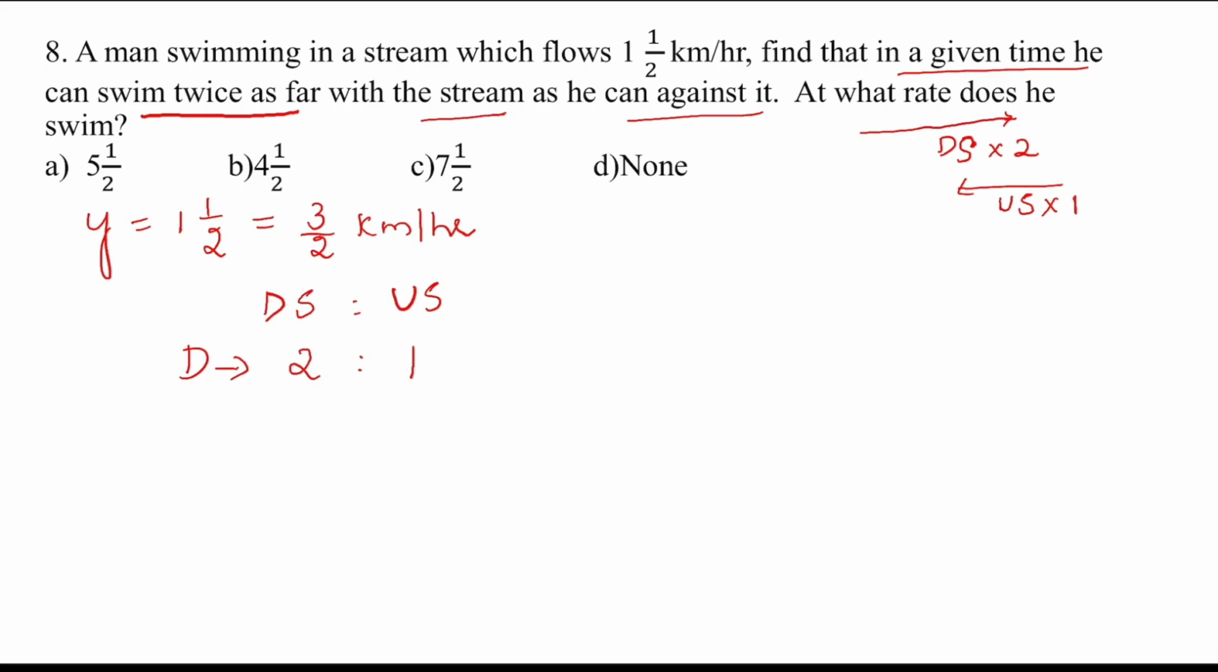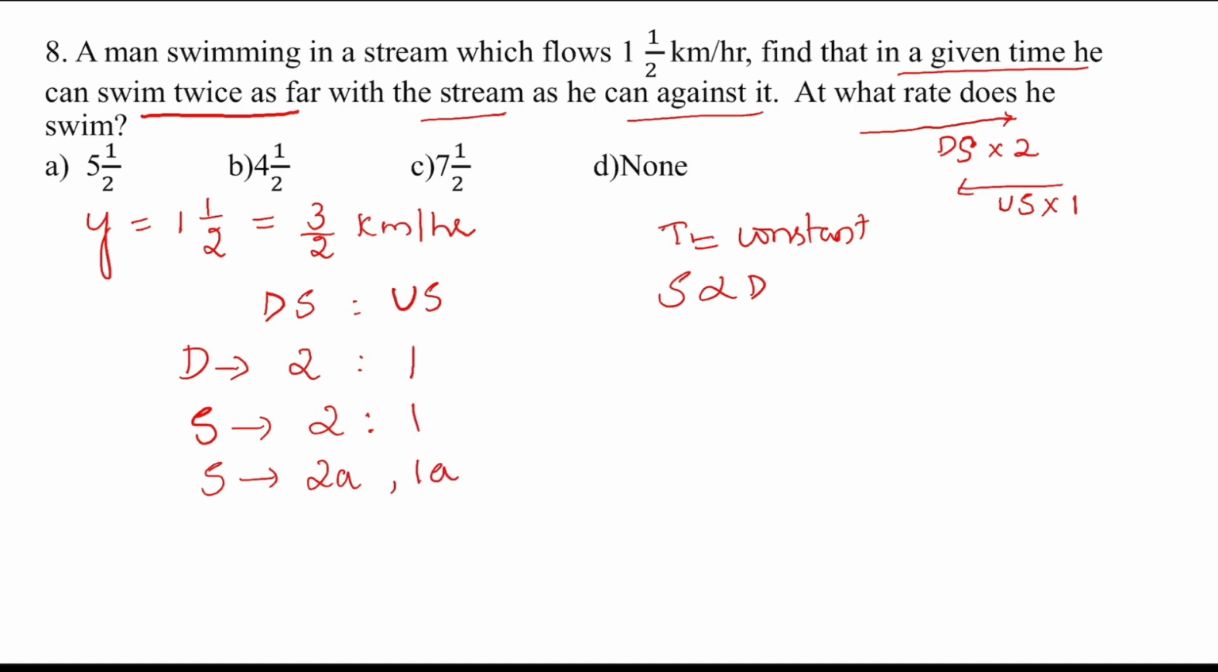Now we know that in a given time, time is constant. So when time is constant, speed is directly proportional to distance. So if this is the distance ratio, the speed ratio also will be 2:1, isn't it? So I can take speed as 2a and 1a.